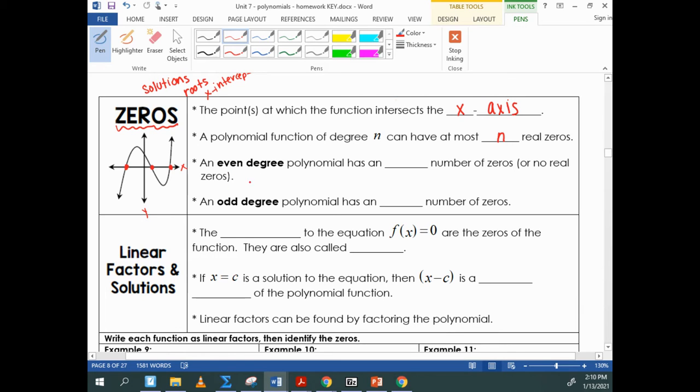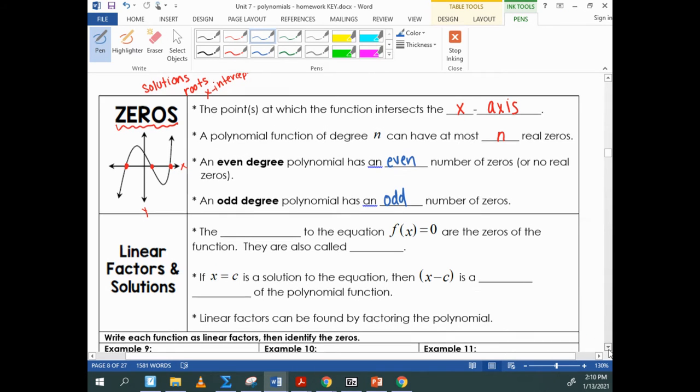If you have an even polynomial, just note that you'll have an even number of zeros. Most of the time, you'll just have the same number of zeros as the degree. But we're going to talk about some special cases today. And an odd degree will have an odd number of zeros as well.